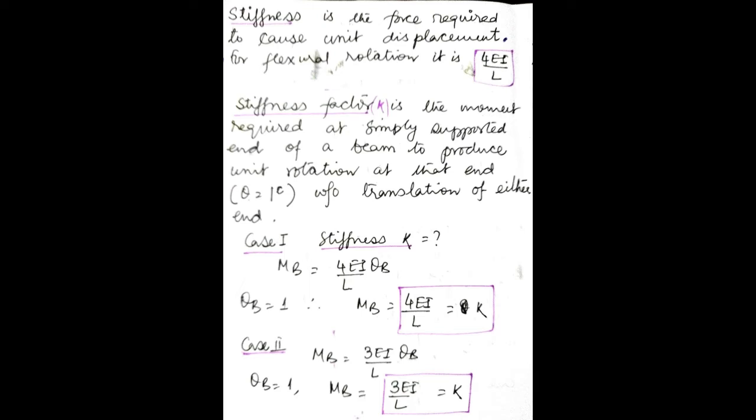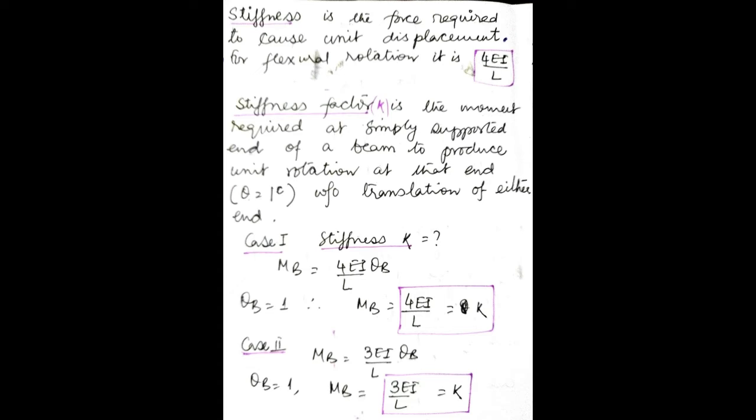What is stiffness factor? Stiffness factor is denoted as K. So this is the moment required at the simply supported end of a beam to produce unit rotation at that end. Unit rotation means theta is equal to 1 radian without translation of either end. Now let us understand this definition. What is the stiffness factor? For the example, as I have discussed you earlier, case number 1 was what? Case number 1 was one end fixed, other end was simply supported. Okay, so in that case, if I ask, tell me the stiffness factor.